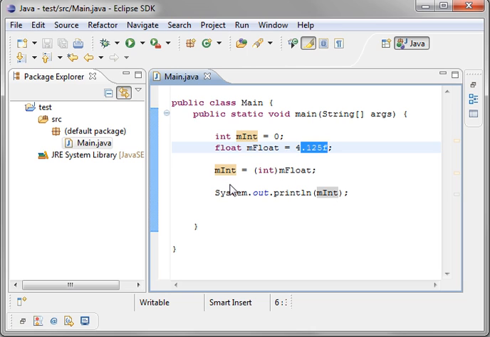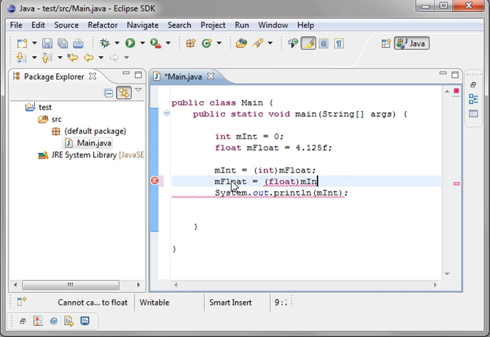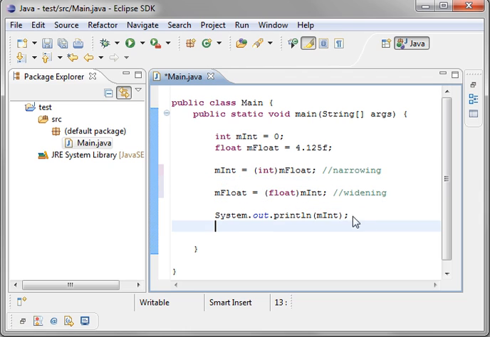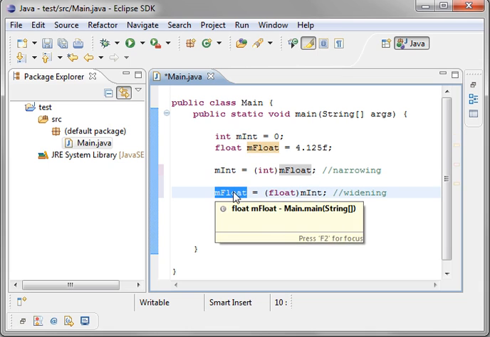Now widening is the exact opposite. Widening would be when we say mFloat equals, and we're going to cast this. That's called a widening conversion. So let's actually just label them: narrowing, widening. Space these out a little bit so they're not so confusing. So this is a narrowing conversion. We're going from a bigger number to a smaller number. And this is a widening conversion. We're going from a smaller number to a bigger number.